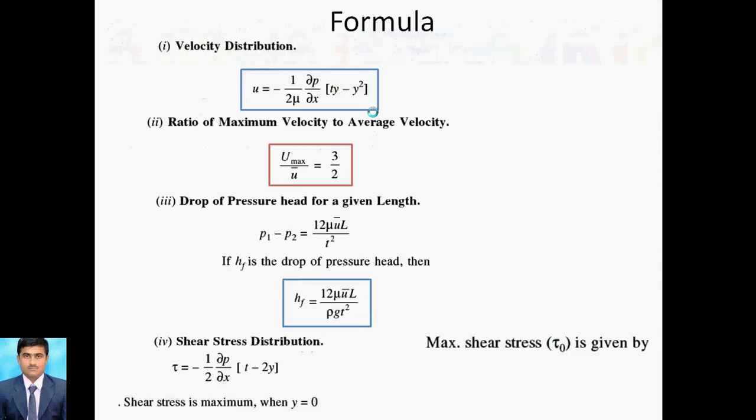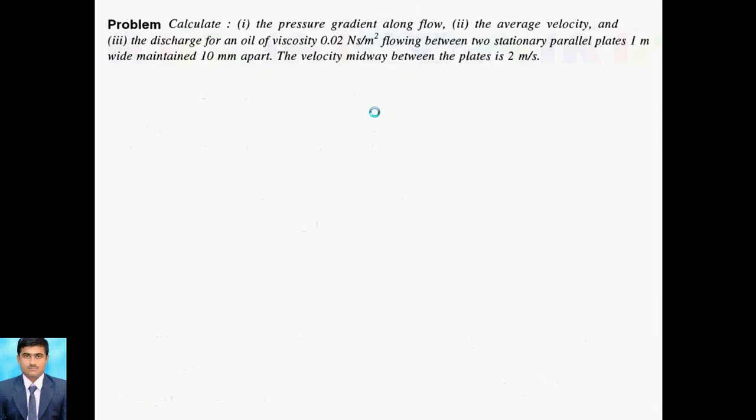So already we discussed the formulas. Now we go for the final equation, that is pressure. First of all, we calculate the pressure gradient, second the average velocity, and third the discharge, for an oil of viscosity 0.02 newton second per meter square flowing between two parallel plates 1 meter wide maintained 10 mm apart, and the velocity midway between the plates is 2 meter per second.